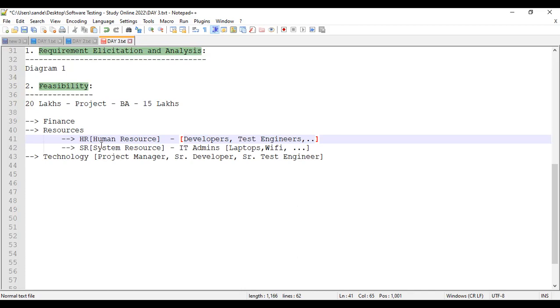Like this, many employees are required to develop the software, but HR will confirm yes, those kinds of resources are there. Next, what they will do, under technology, this project manager, senior developer, senior test engineer, they will tell, in order to develop that particular software, whether the employees in that company have the knowledge of the programming language which is required to develop this particular project.